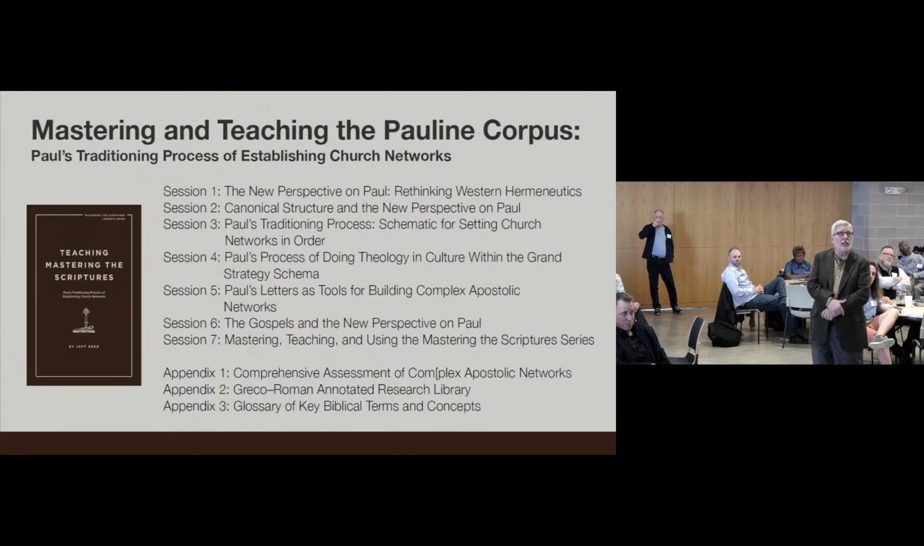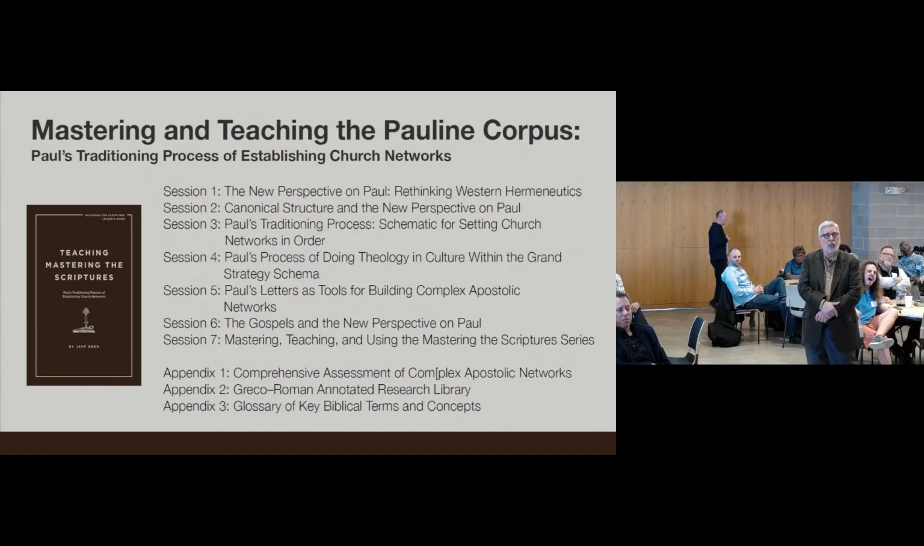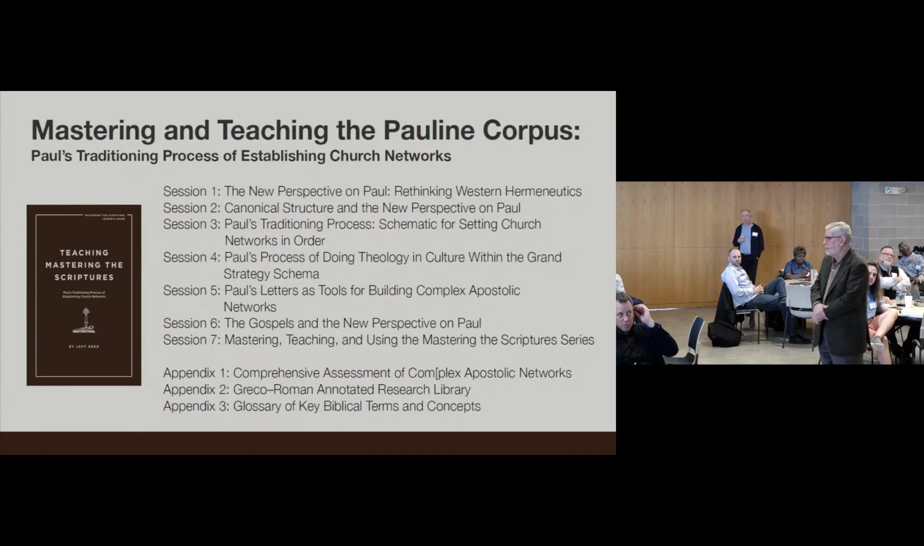Then Paul's letters as tools for building complex networks. This is the one that, when Michael and I started talking, he said, we really need to go after this. His thought was we could almost spend the whole time on session 5. Because session 5 gives you benchmarks, but it really gets into the problems he was solving and what his thinking processes were in solving them.